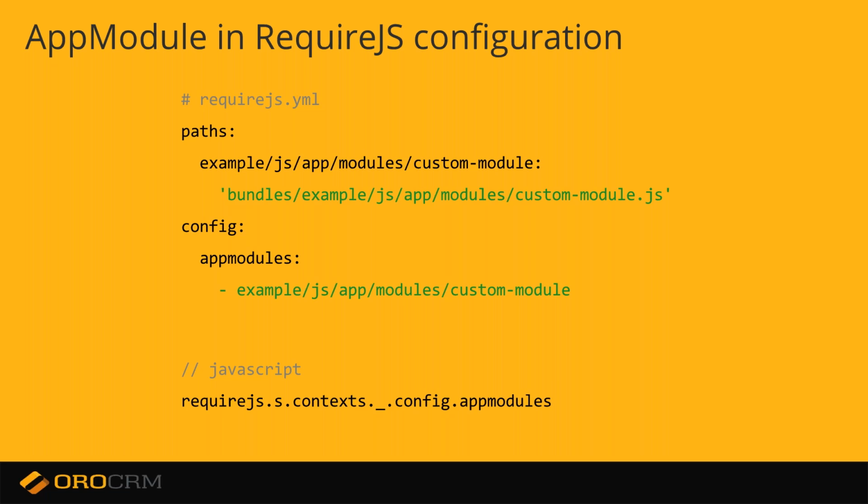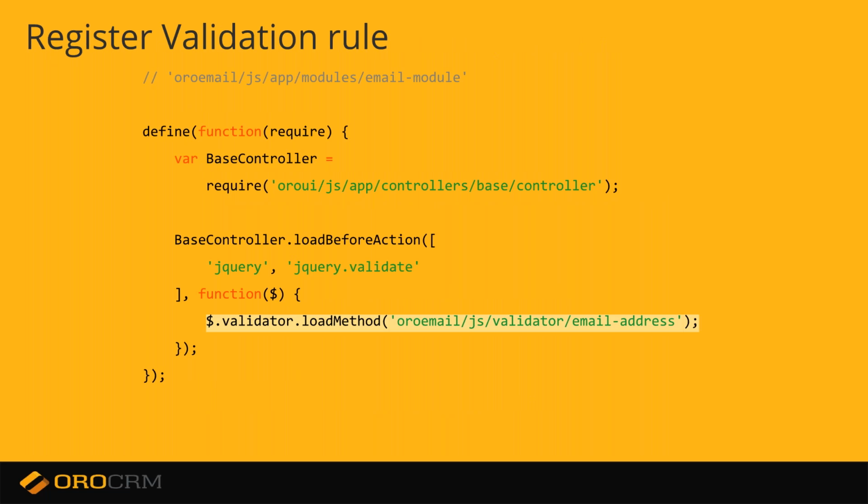We add module name in app module section under config section of RequireJS configuration. This way, we are able to collect a list of module names defined across bundles. Let's have a look at a few examples of app modules.